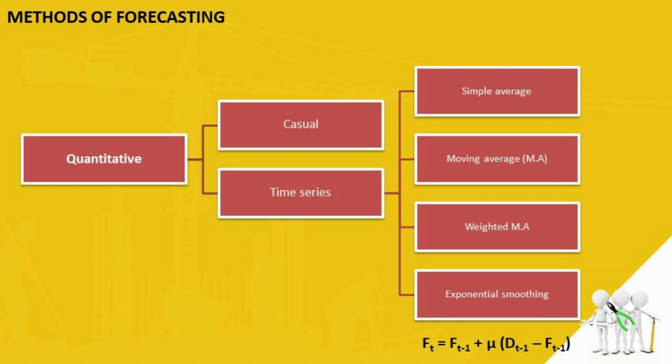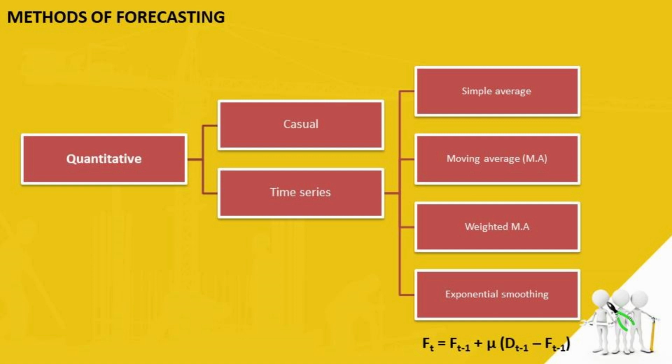Let's understand exponential smoothing with its formula itself. Let's say the forecast for time period t is related to the demand for the previous period, d suffix t minus 1, and the forecast of the previous period, F suffix t minus 1. It is given as F suffix t is equal to F suffix t minus 1 plus mu, that is the smoothing constant here, times the bracket d suffix t minus 1 minus F suffix t minus 1.